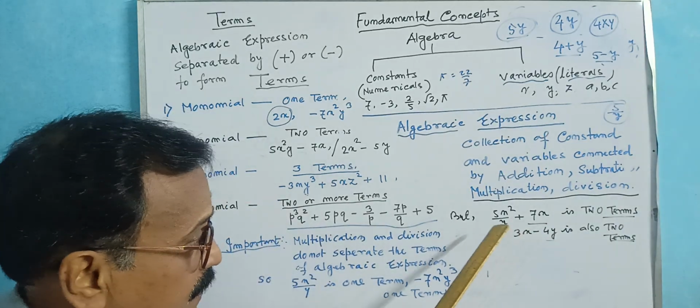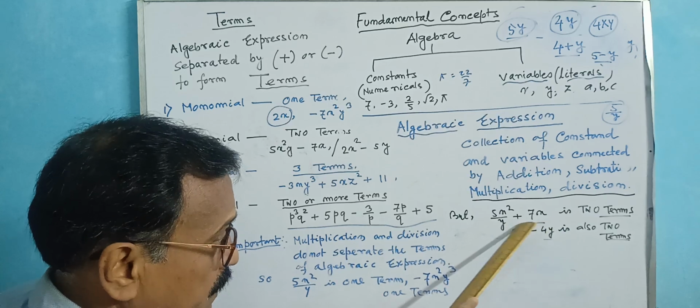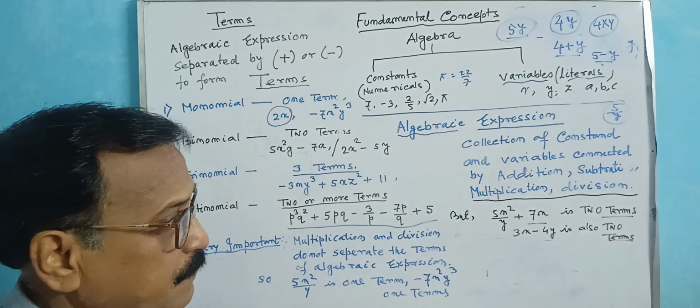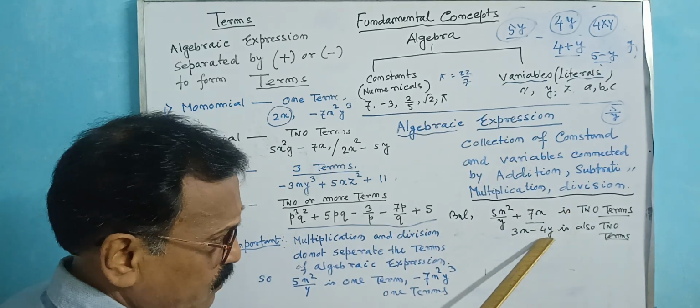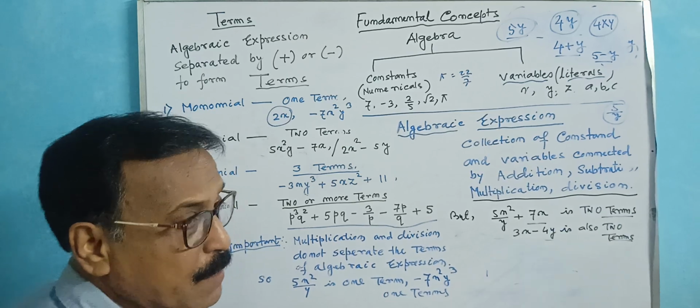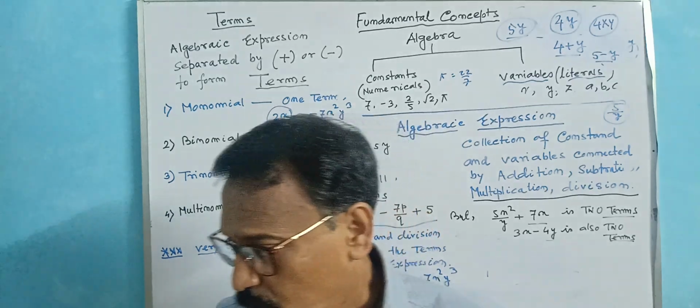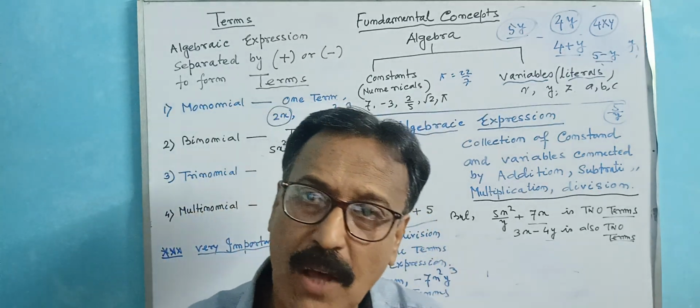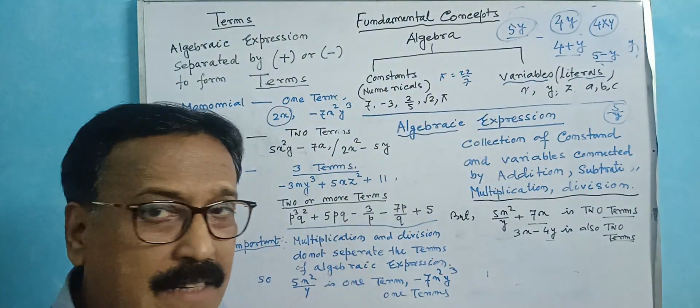But here 5x square y plus 7x. This is two terms separated by plus. Two terms. And this 3x minus 4y is also two terms because separated by minus. Okay. So this is the basic concept of algebra, the basic concept.